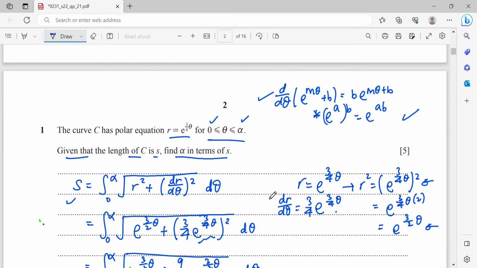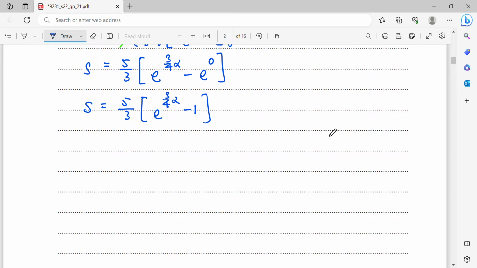When you look at the question here, you need to find alpha in terms of s. Means that your alpha should be the subject. Okay, no longer s as the subject. So what I need to do here is, firstly, move the 5 over 3 to the s. So it becomes 3 over 5s equals to exponential 3 over 4 alpha minus 1.